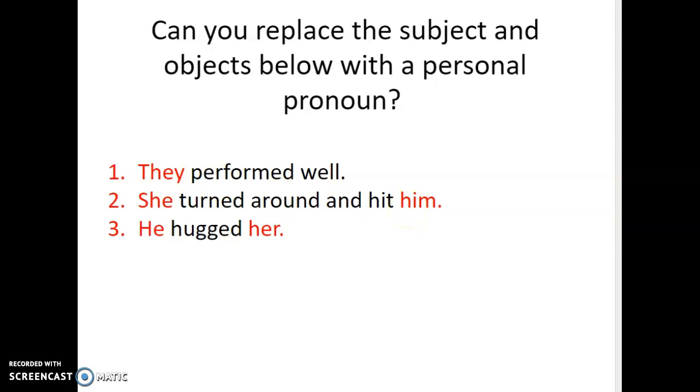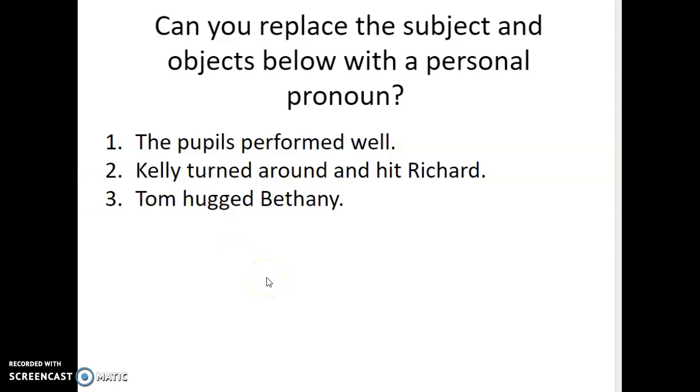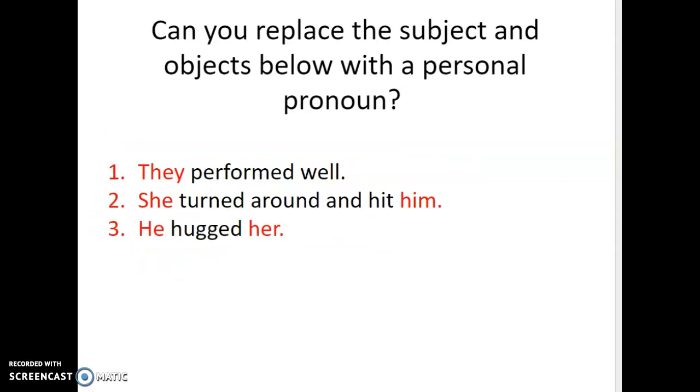So finally we have Tom hugged Bethany. We have the 2 proper nouns there, Tom, of course, being the subject and Bethany the object, and I've replaced them with he hugged her. Okay, so nice and simple there. So that is the first type of pronoun in the English language.